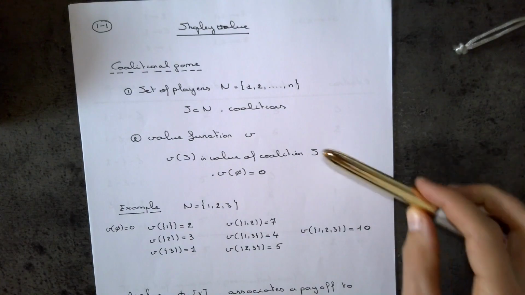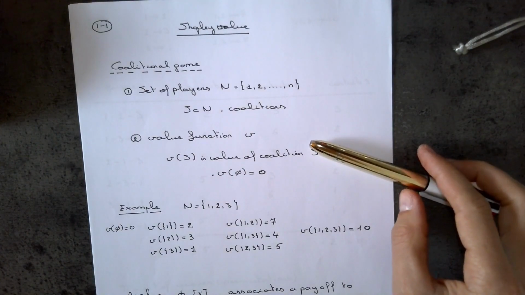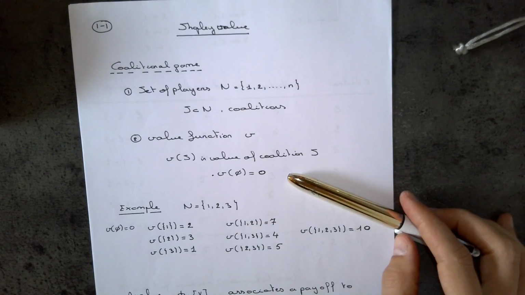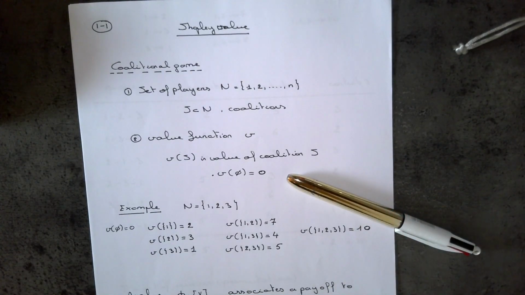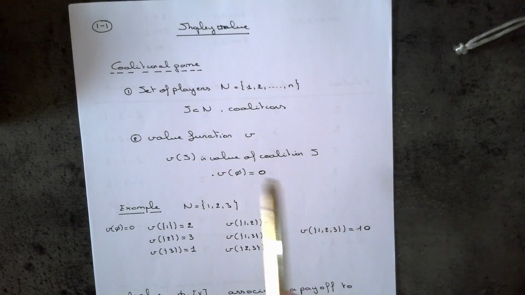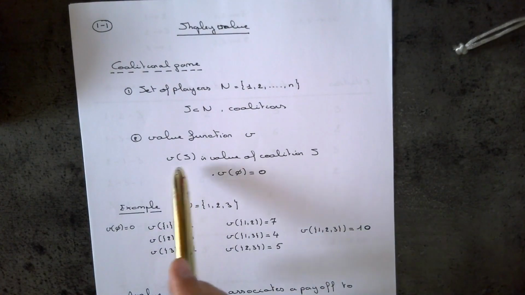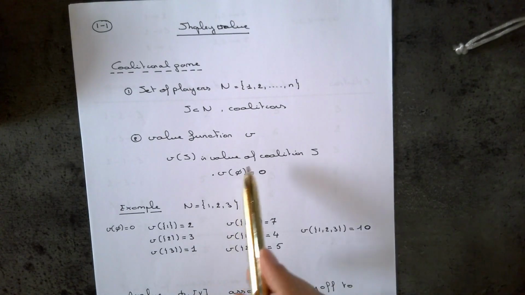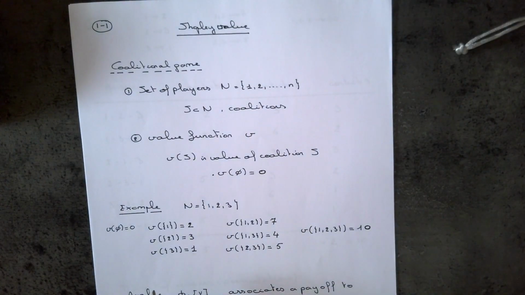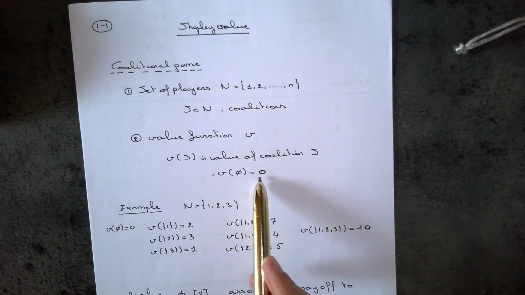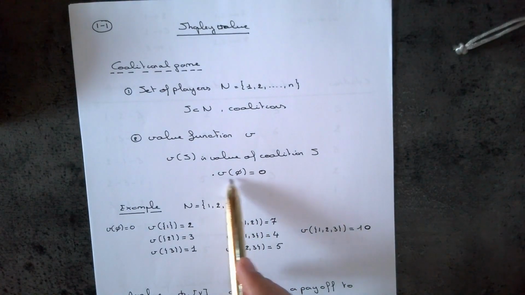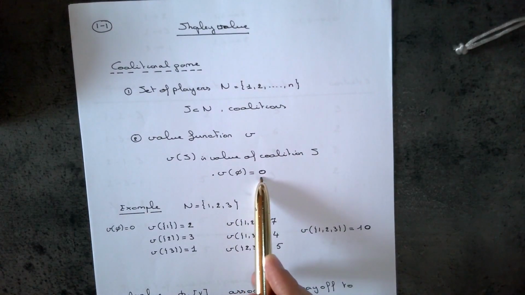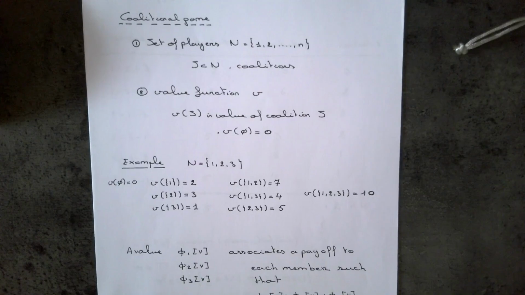Okay. And then the second ingredient of a coalitional game is a value function v. And v determines a value for every possible coalition S. So S is a subset of N, a coalition, and v of S gives you a real number for every possible coalition S. And we take as a given that the value of the empty coalition is equal to 0.